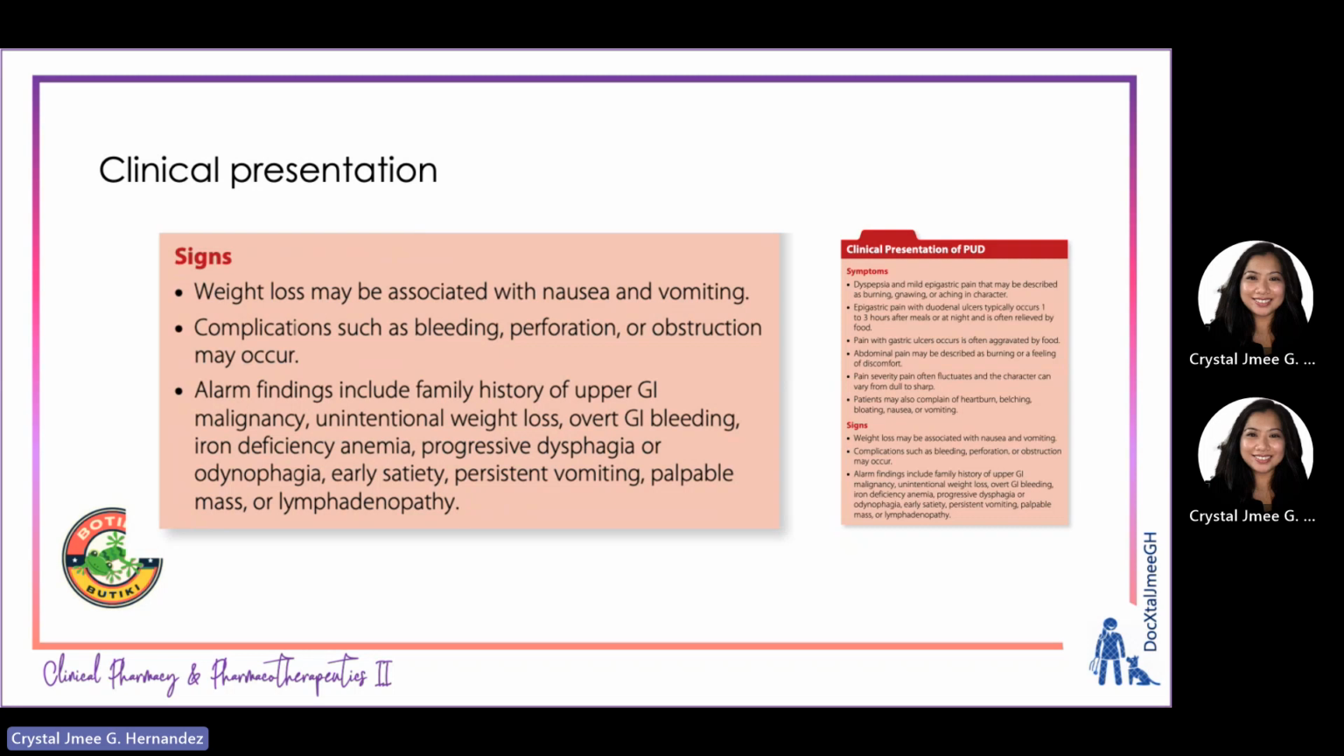Alarm findings, including family history of upper GI malignancy, unintentional weight loss, overt GI bleeding, iron deficiency anemia, progressive dysphagia, odynophagia, early satiety, persistent vomiting, palpable mass, or lymphadenopathy, are red flags for PUD.